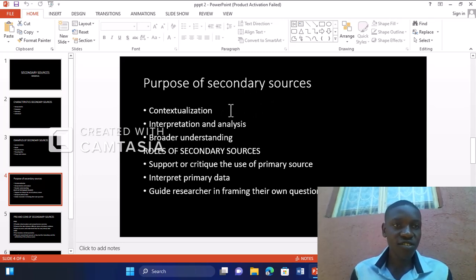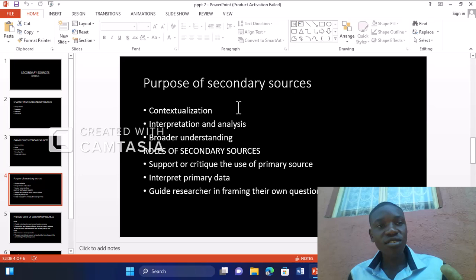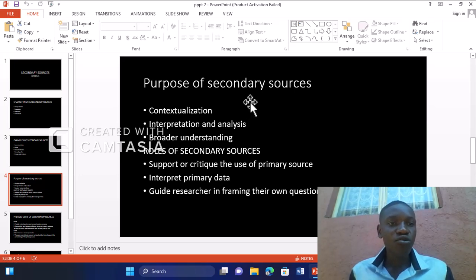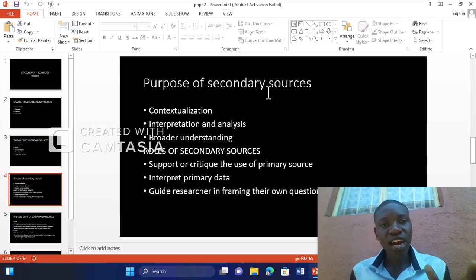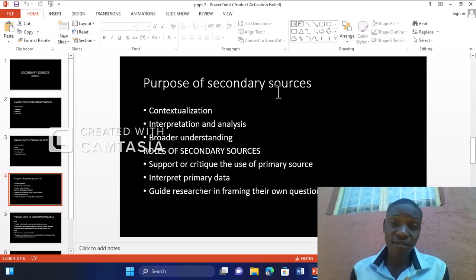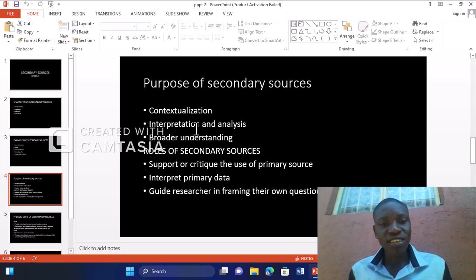Now, if I say it is contextualize, meaning here I'm trying to say that the secondary sources provide the necessary context for primary data. They synthesize information for a wider understanding of a particular event.